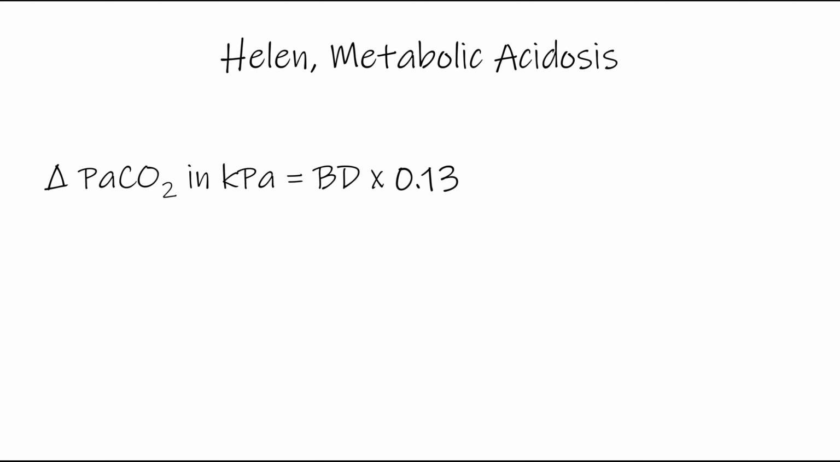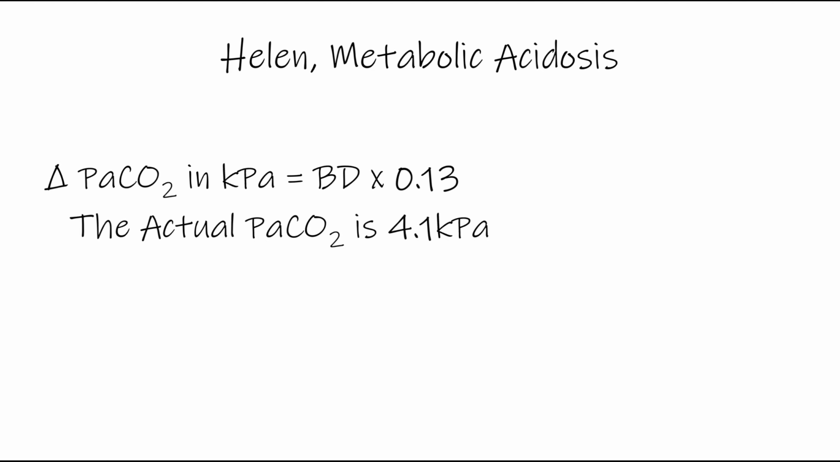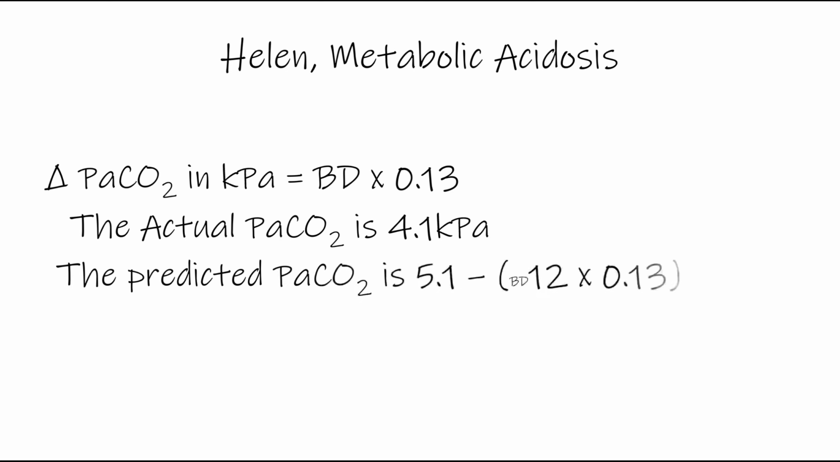And I recommend that you do these calculations yourself. The change in the CO2 in kilopascals for Helen, who has a metabolic acidosis, should be the base deficit multiplied by 0.13. Now we know that Helen's actual PaCO2 is 4.1 kilopascals. So let's work out the predicted PaCO2, and that should be the normal PaCO2 5.1 minus the base deficit 12 multiplied by 0.13. Pause this and work this out yourself. The number that you will come up with is 3.7.